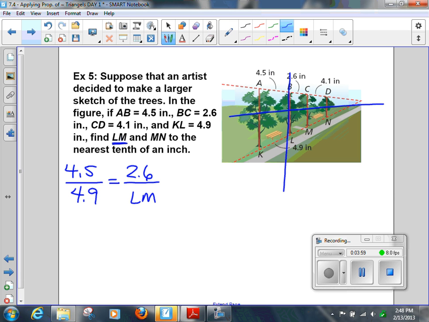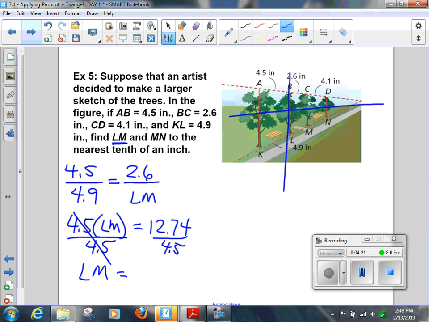What are you going to do for this? Cross multiply. Folks, what is 4.5 times segment LM? What is 4.9 times 2.6? 12.74, and then what, Maddie? Divide by 4.5. And it's going to give me that the measure of LM is approximately 2.831, right? But nearest tenth of an inch will become what? 2.8 inches. Okay? Figure that part out.